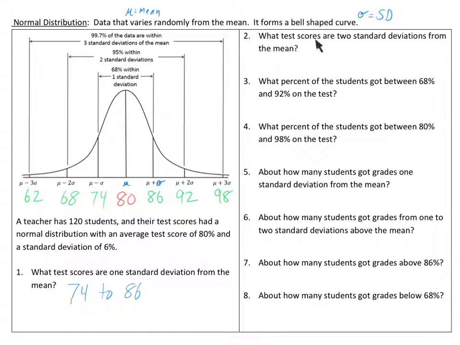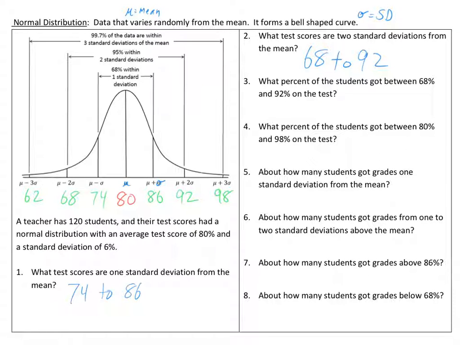So the next question, what test scores are 2 standard deviations from the mean? Well, if there's the mean, isn't that 1, 2? So 92, and 1, 2, 68. So won't it be from 68 to 92%? Won't these scores be 2 standard deviations from the mean?